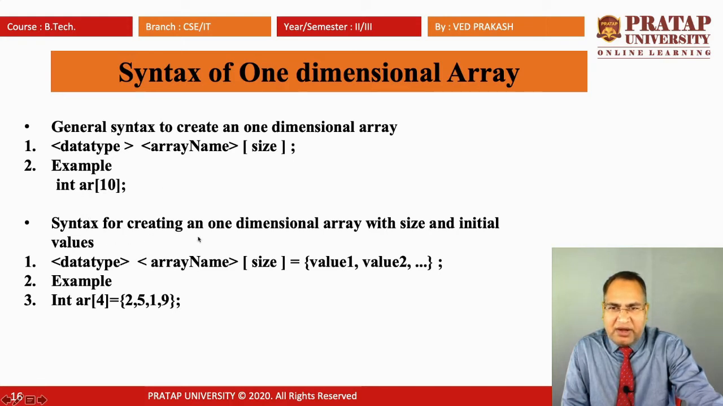The syntax for creating a one dimensional array with size and initial values. This is another way of representing it. If we want to initialize an array at the time of declaring, then we have to use this syntax. First I have to mention the data type, then the array name, then we give the size of the array, and here we mention the values which we want to allocate to these elements. So that is another way of declaring the array.